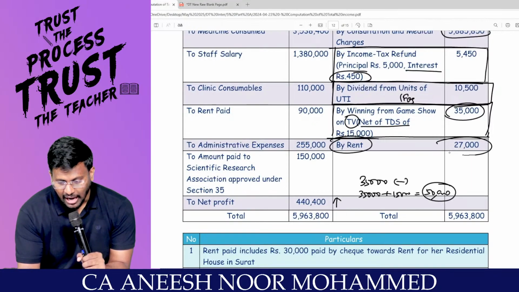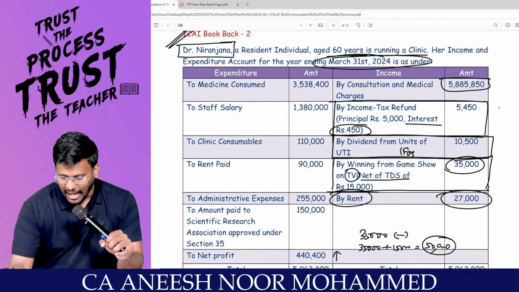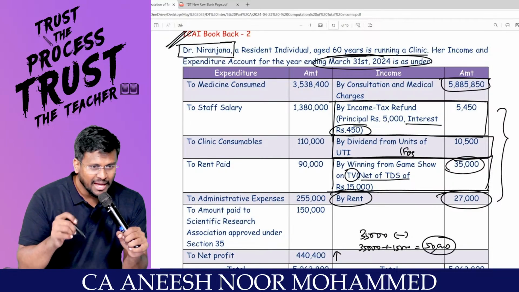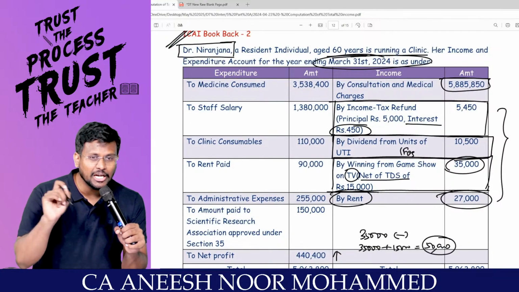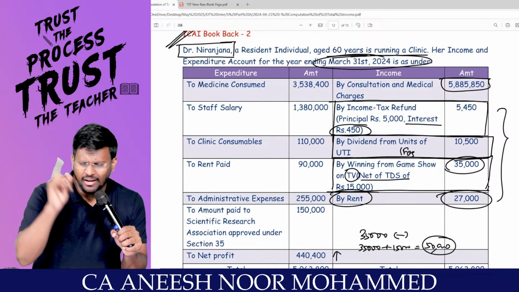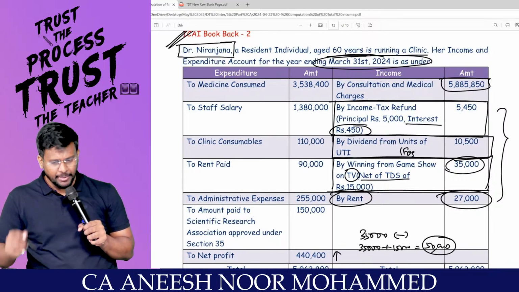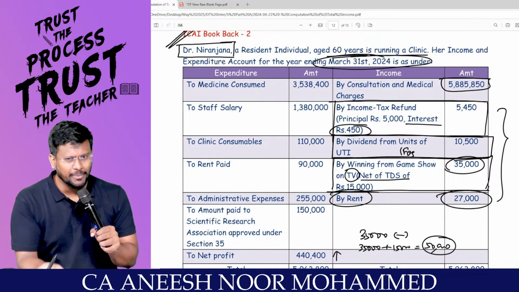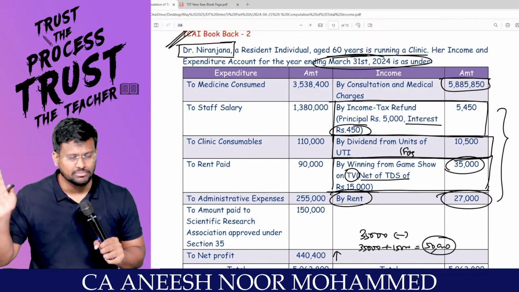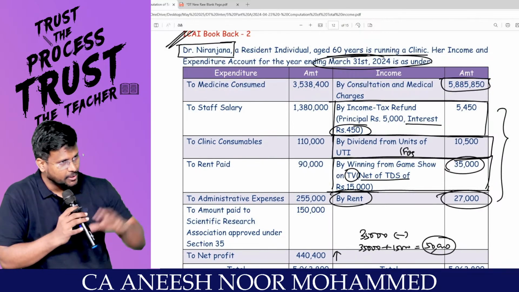By rent, IFHP. So other heads of income have been credited to the P&L account. Are you all really with me? Because of this credit, my net profit would have been increased. Increase should not happen. Minus it, and include it in the respective head.